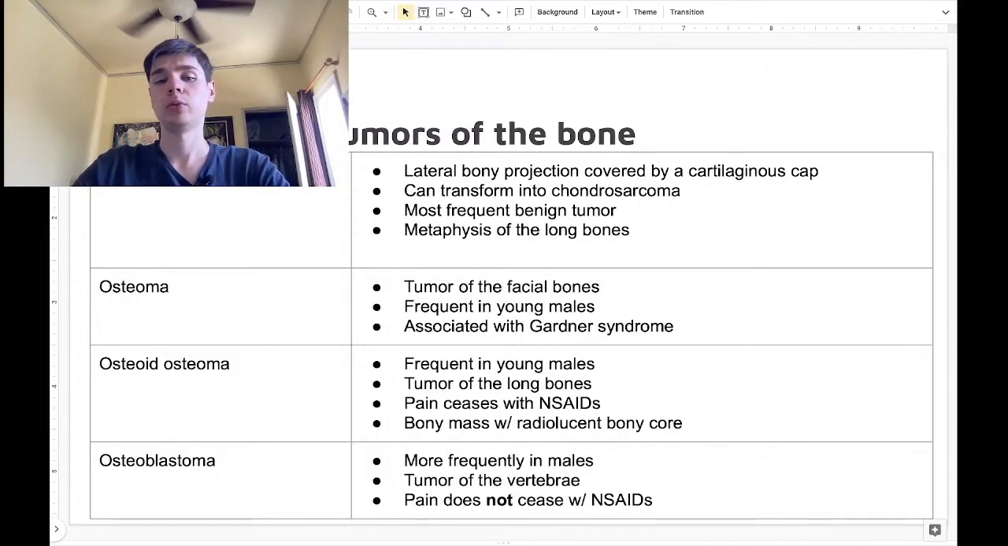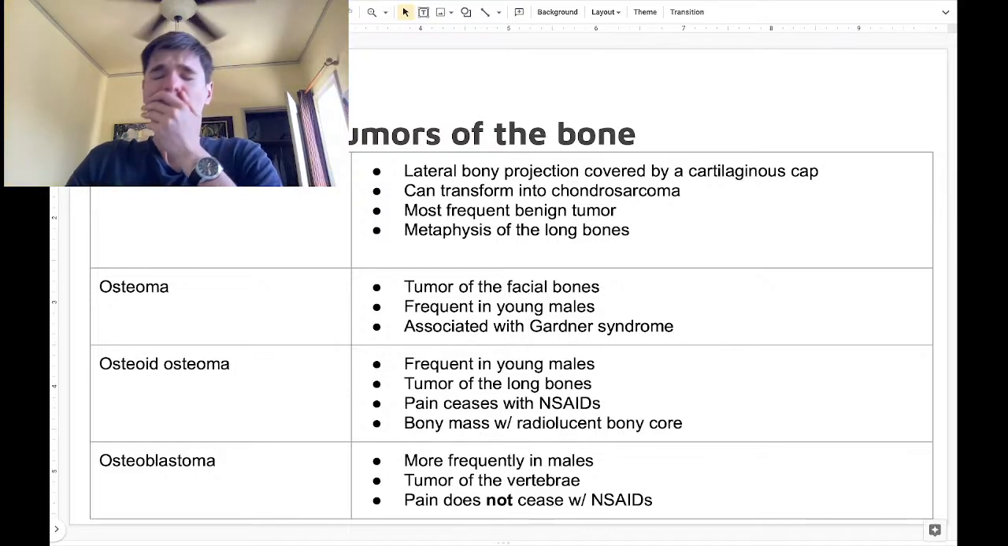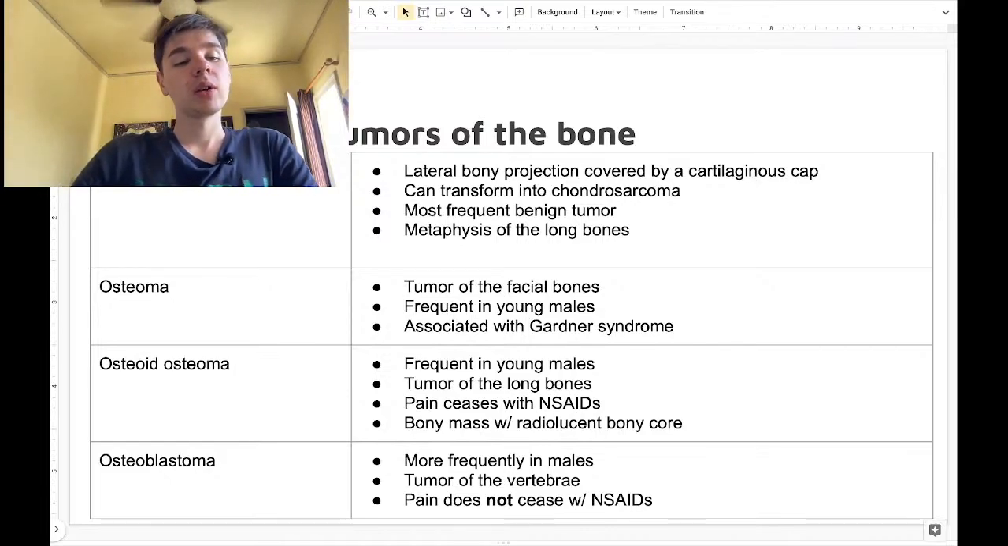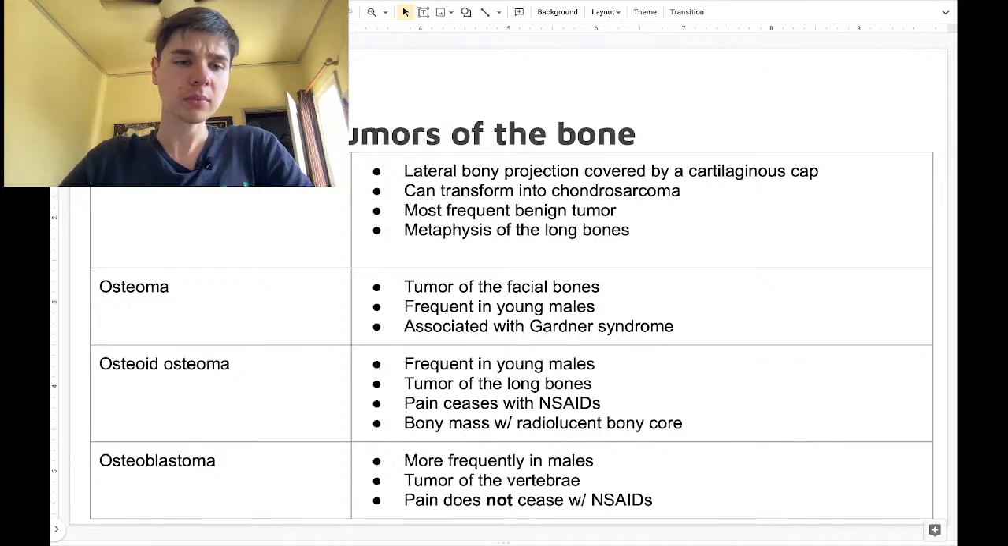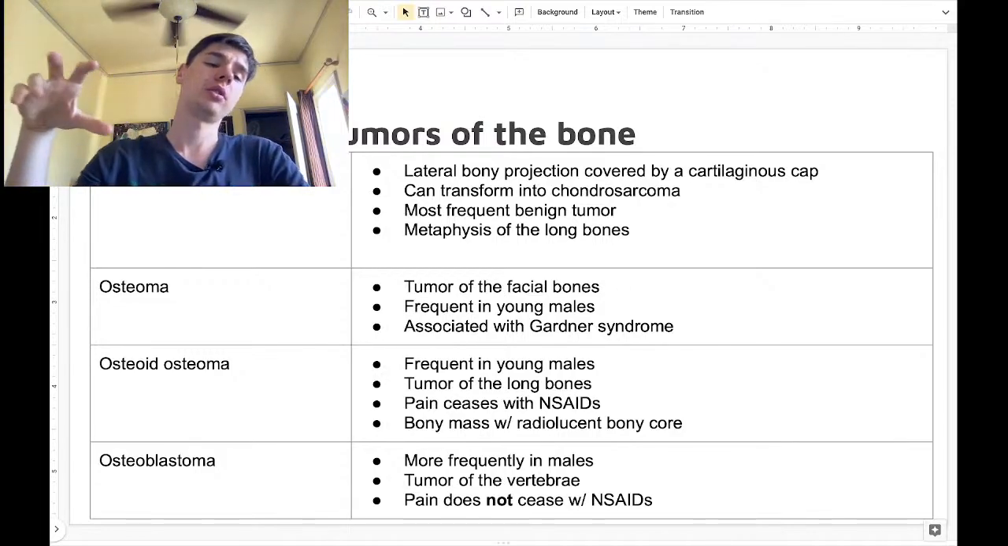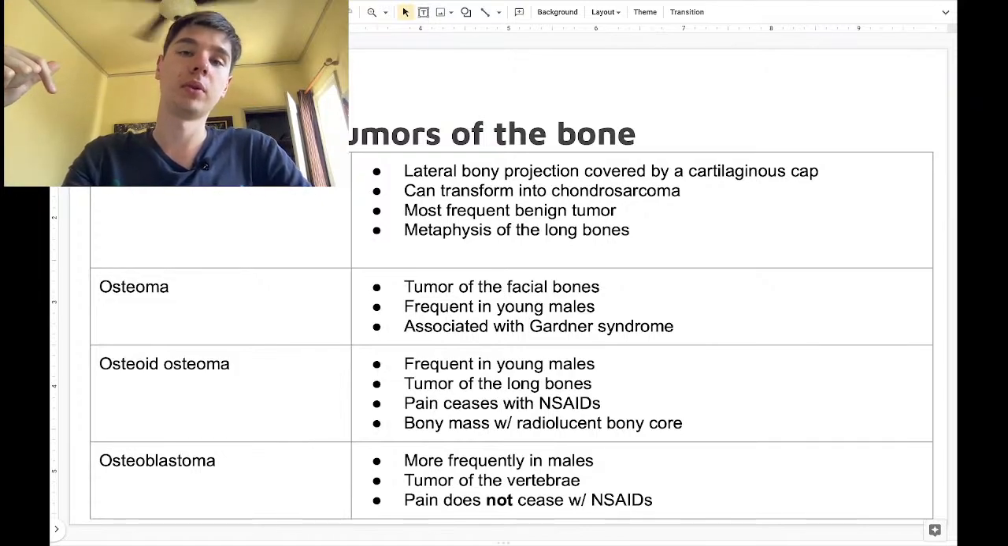An osteoid osteoma is frequent in young males. It is a tumor of the long bones. Now, the difference between osteoblastoma and osteoid osteoma is that the pain ceases with NSAIDs for osteoid osteomas, while osteoblastomas have a pain that does not cease with NSAIDs. Lastly, the osteoid osteoma presents on the X-ray as a bony mass with radiolucent bony core.